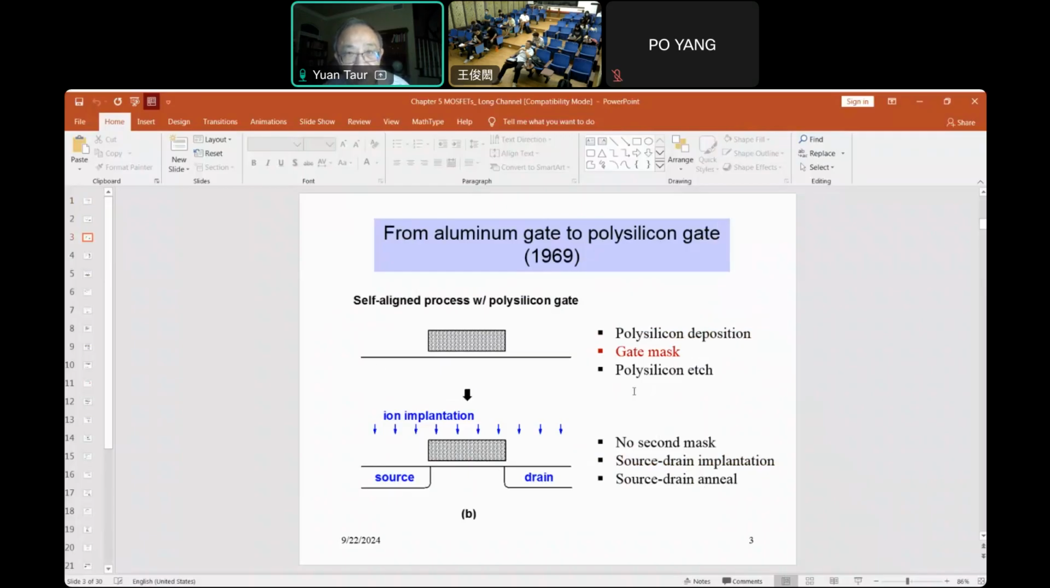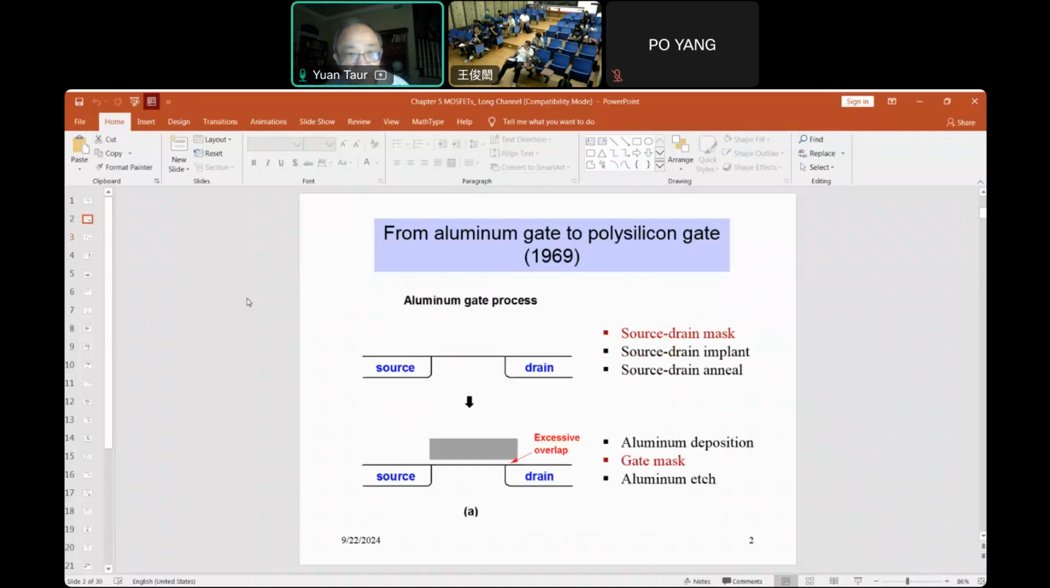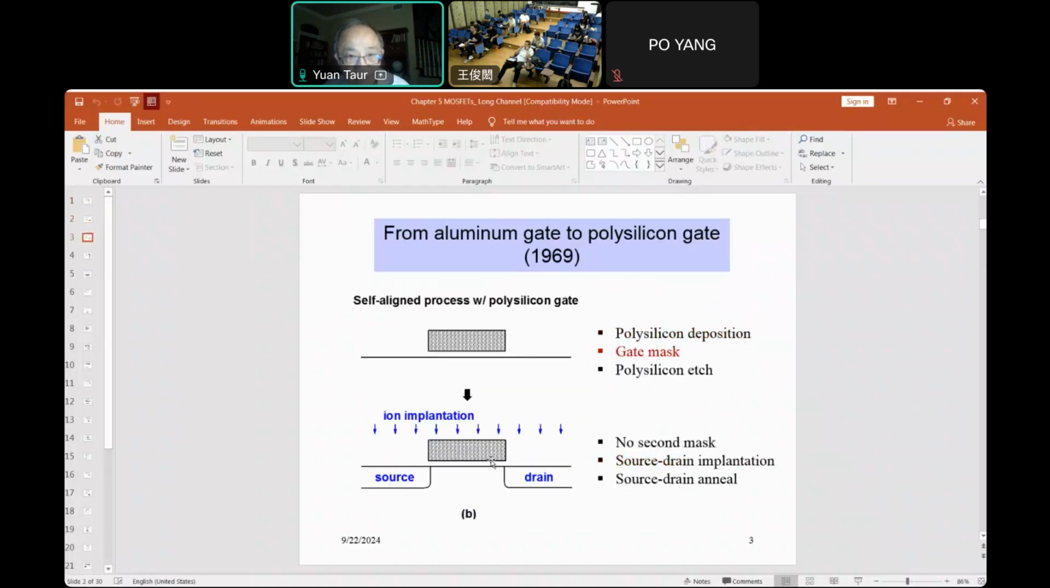The reason you can do this with the polysilicon gate is because polysilicon can stand the 1000-degree annealing temperature. But if it's aluminum, you cannot anneal after implantation, because aluminum melts at something like 450 centigrade. So for aluminum you have to anneal before the gate, but for silicon you can do it after, and that's the so-called self-aligned process.